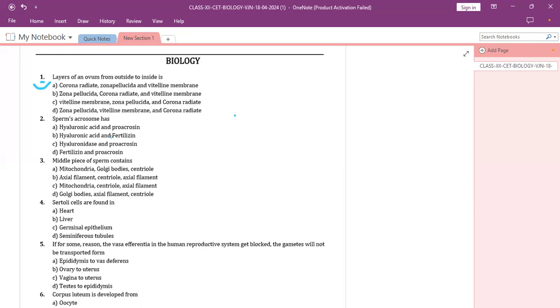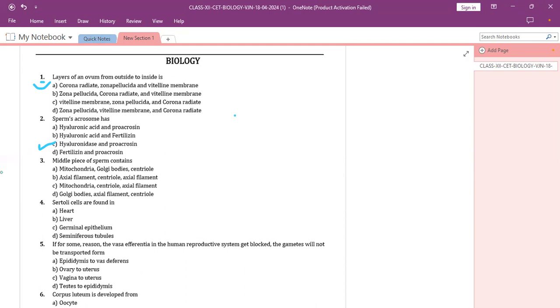So the sperm enzyme acrosin functions in sperm binding to and penetration of the egg through the zona pellucida. So the correct option here is hyaluronidase and proacrosin, which is responsible for the acrosome at the anterior part of the sperm's head to enter into the ovum.